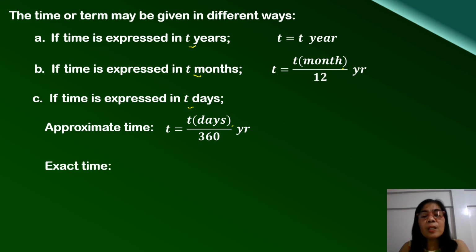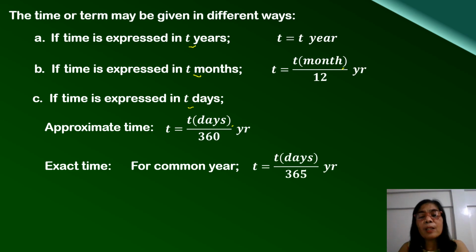If we consider the exact time, there are two forms of exact time: the common year and the leap year. For the common year, there are 365 days in 1 year, so you divide the given time in days by 365 to express it in years. And for the leap year, this is the time when February has 29 days. So in 1 year, there will be 365 days.